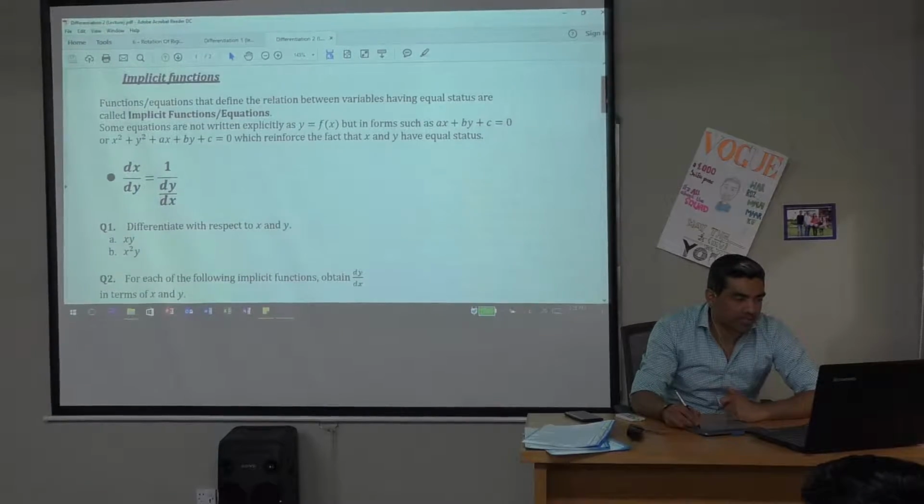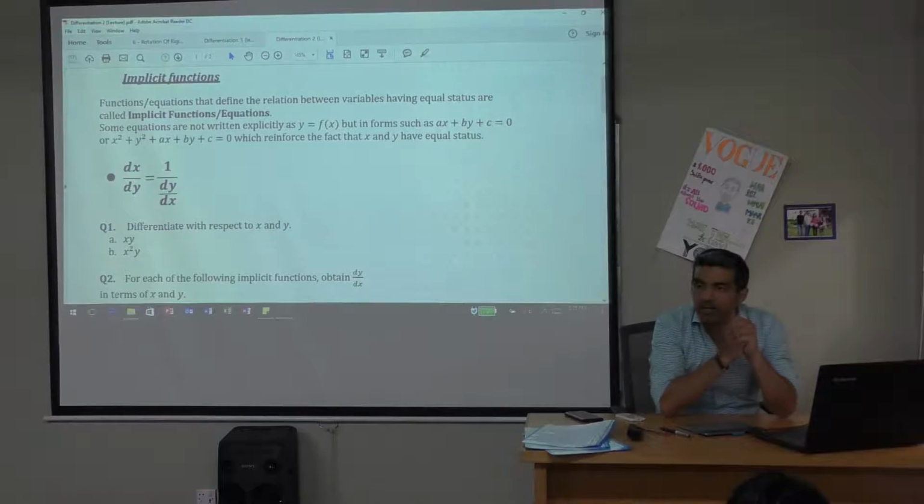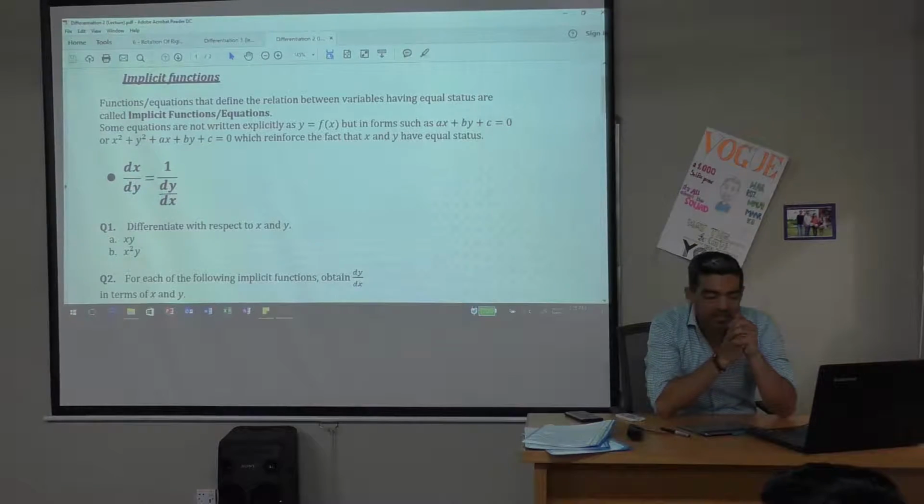Okay, so we can start with implicit. Okay, before I start with implicit functions, I just need to explain what implicit functions are.